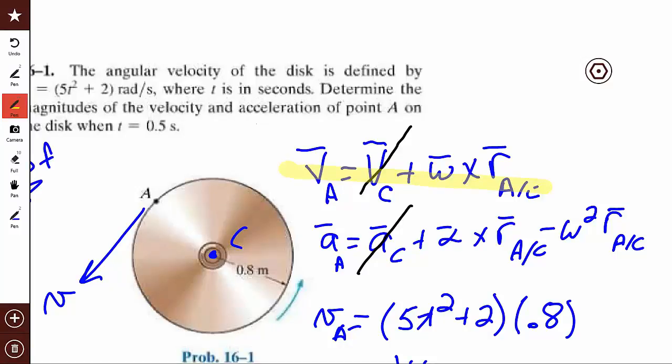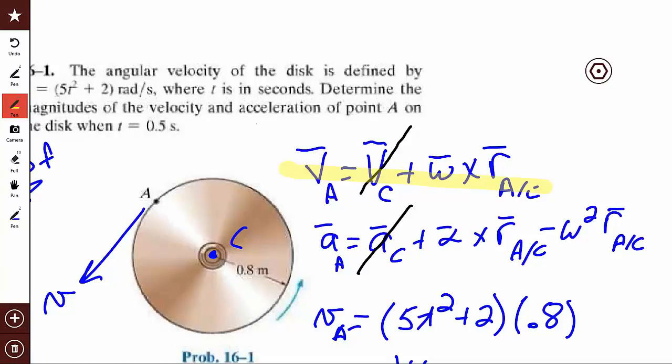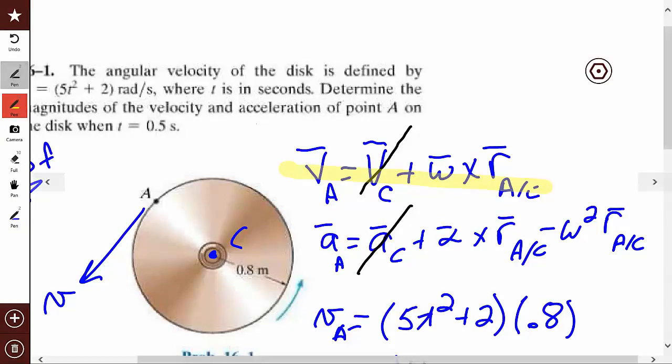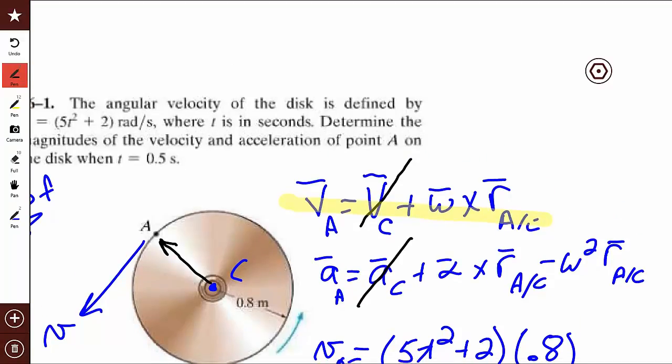This guy goes from this point to this point. It always does. So in this case, where does it go? Let me draw a picture of it. Which way does it go? It goes from here to there. Has to, cannot do anything else, or else you're using the wrong formula. Got it? Okay. All right.